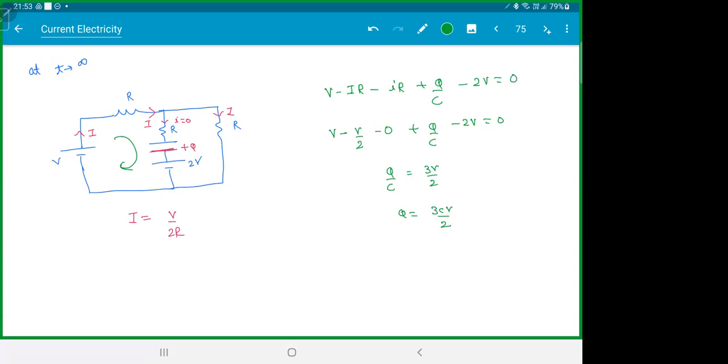Any doubts on this? Please ask me. I'm telling you, this looks like a big question, but it is one question, one part at a time. Find the charge at infinity is a proper mains level question. Find the time constant is a mains level or a BITS level question. If you combine everything, it suddenly becomes an advanced question.